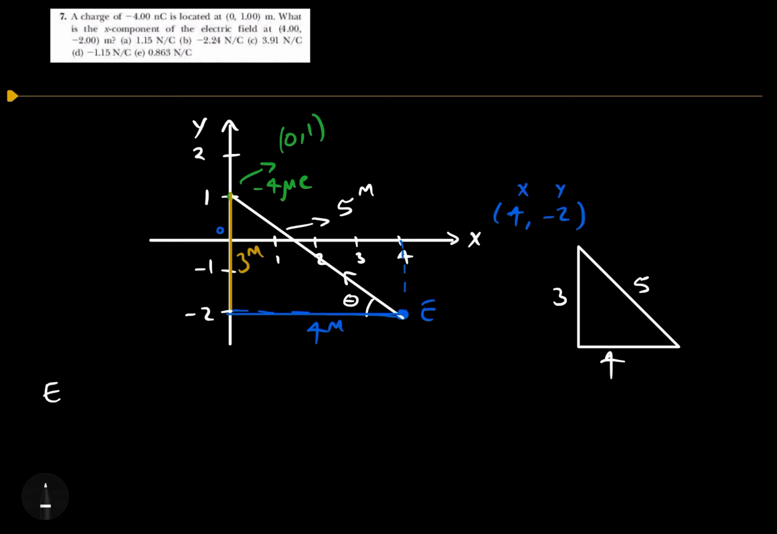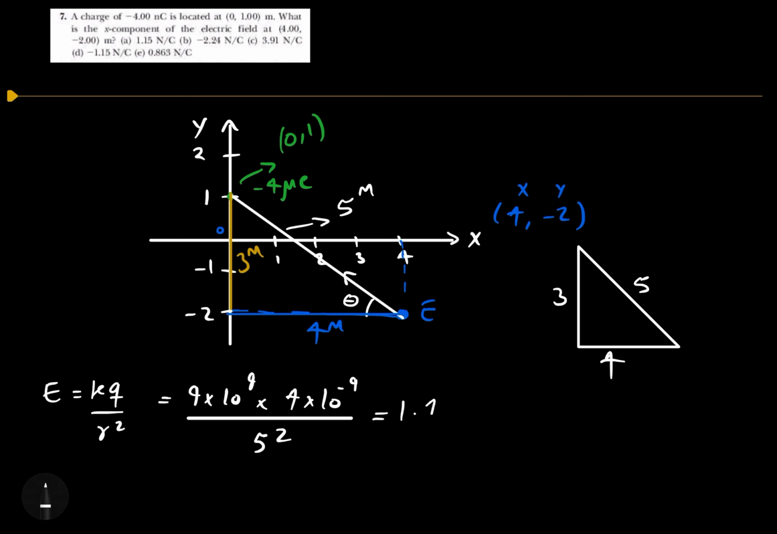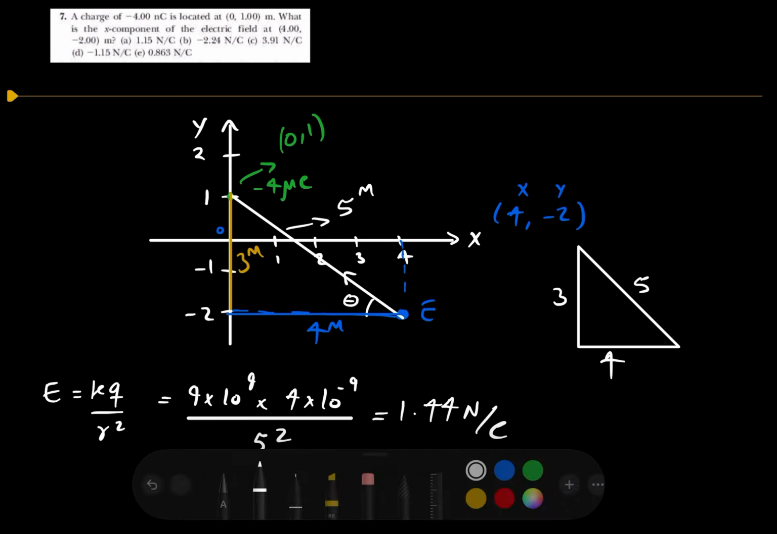So we can calculate the electric field at that point, which is kq over r squared. We can say 9 times 10 to the power of 9 times 4 times 10 to the power of -9, because it's nanocoulombs, divided by the distance, which is 5 squared because it's 5 meters, and we have to square it. If you put that in the calculator, you should get 1.44 newtons per coulomb.